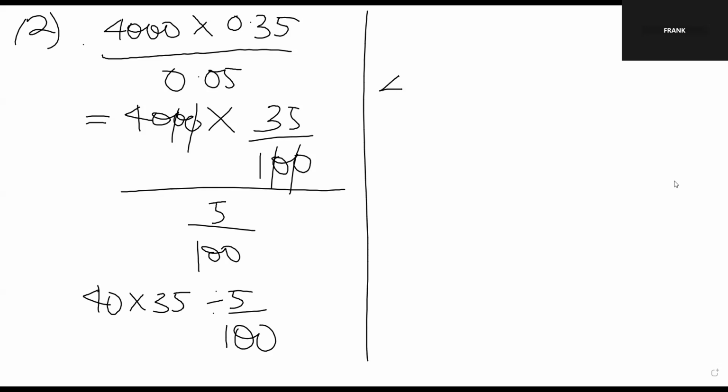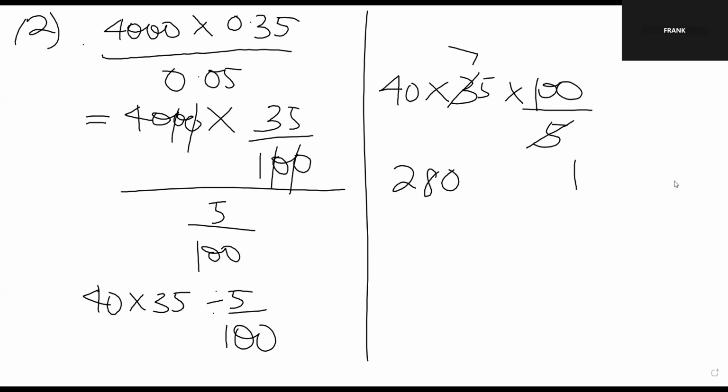So that should be 40 times 35. Division of fractions, the sign changes to times, then we turn the second fraction upside down. 5 here 1, 5 here 7. 40 times 7 is 280. And 280 times 100 is 28,000.